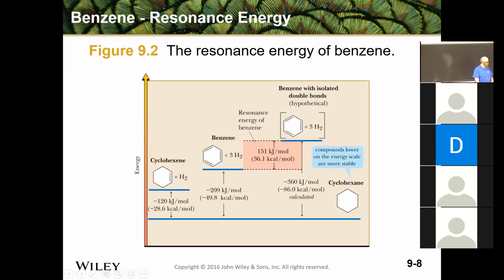Okay, so graphically, here is cyclohexene. Okay, that hydrogenation is exothermic by 120 kilojoules per mole. Okay, cyclohexatriene, theoretically, hypothetically, should be significantly higher than what it actually is. Okay, so this difference between the hypothetical and the actual is 151 kJ per mole.